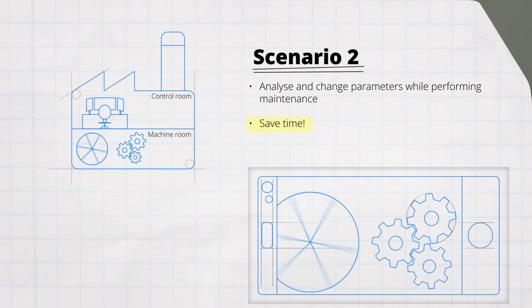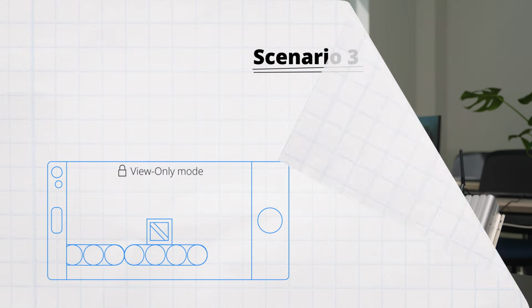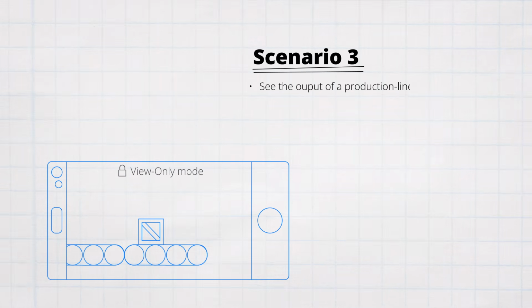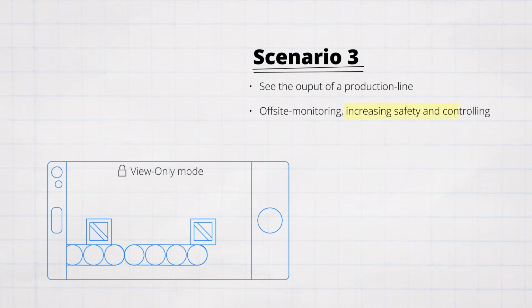In a third scenario, if supervision is needed, a view-only copy of the application could be added quickly to provide a remote quality assurance worker with a safe but quick overview. Here, a classic example could be a production manager being able to see the output of a production line without being able to change parameters on the machines. Here, the bonus we get is offsite monitoring, increasing safety and controlling.